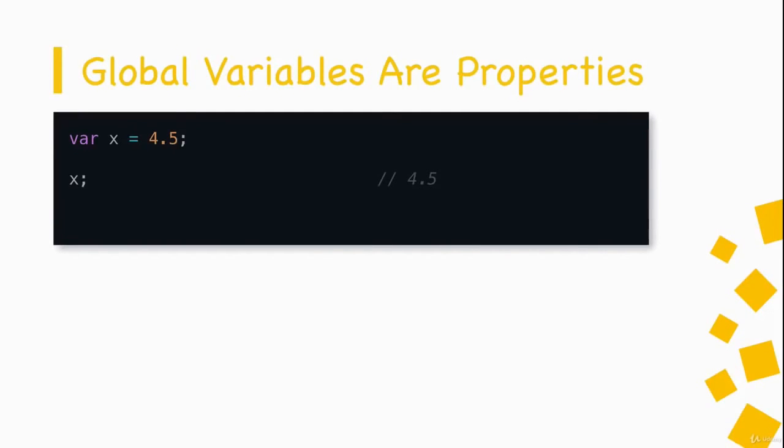But that's not the only way. Whenever you create a variable, it actually becomes a property of the global object. Inside the browser, this global object is the window object. So variable x is actually a property of the window object, and you can actually access it like this. So window.x also gives us 4.5 because window.x is the same as the variable x. Whenever we declare a variable in the global scope, it becomes a property of the global object. Inside the browser, this global object is the window object, and x, the variable, becomes a property of it.